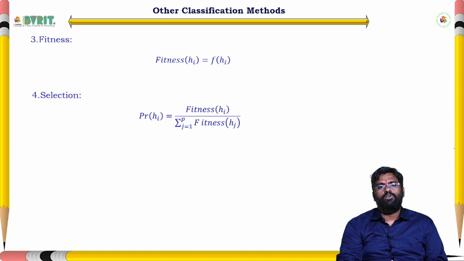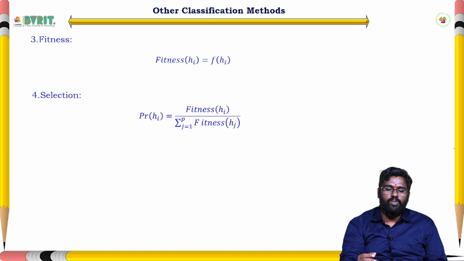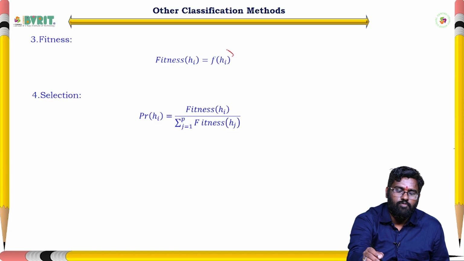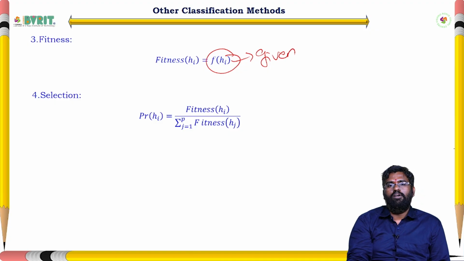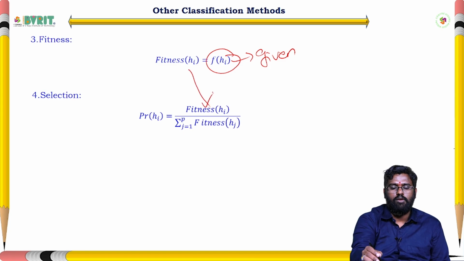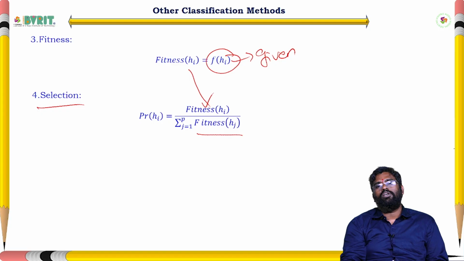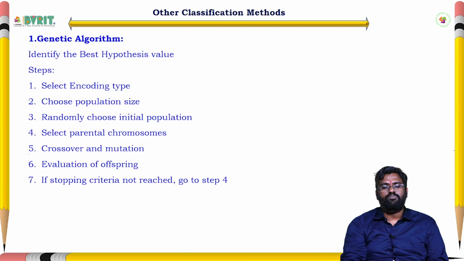Next, the third operator in the genetic algorithm is fitness. The fitness value is f of xi, for the given example. Based on the given values, we calculate this fitness value divided by the sum of all the fitness values. That is called the selection operation on the fitness values. Now I have taken one example, so you will understand what happens with these operators.